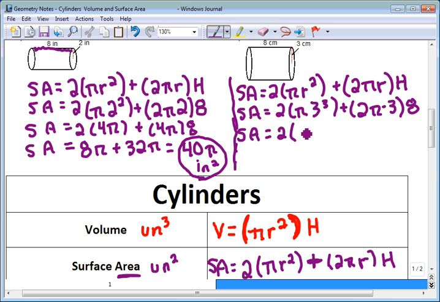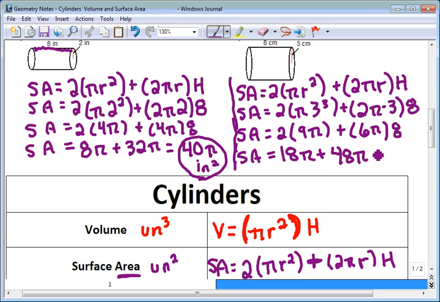So I have 2 times 9 pi plus 6 pi times 8, which gives me 18 pi plus 48 pi, which is ultimately 66 pi centimeters squared. Once again, surface area is units squared.